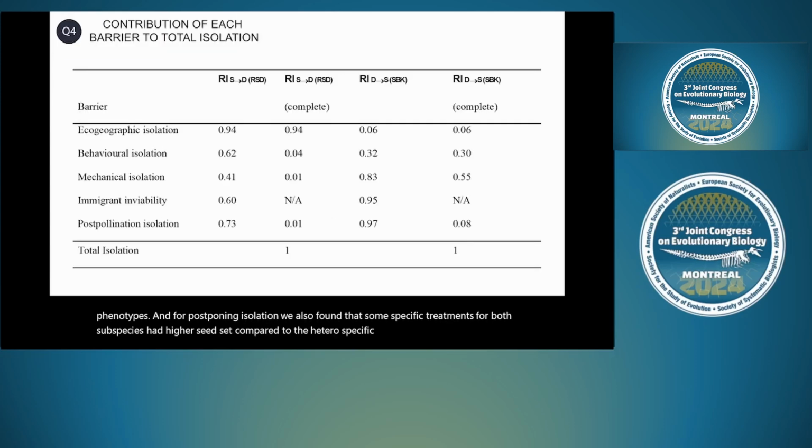For the contribution of each of these barriers to total isolation, we then looked at the contribution of each of these barriers to total isolation. Over here, you can also see that we've included ecogeographic isolation. Because these are still largely geographically isolated populations, we included this to also look at that contribution in maintaining reproductive isolation.